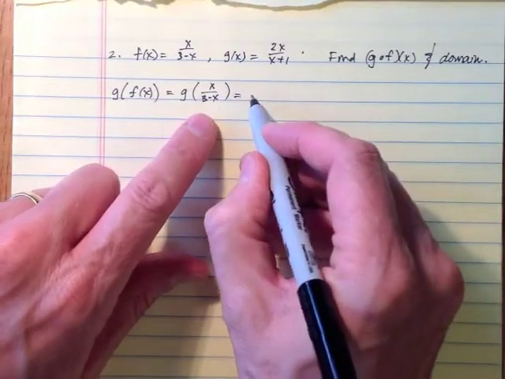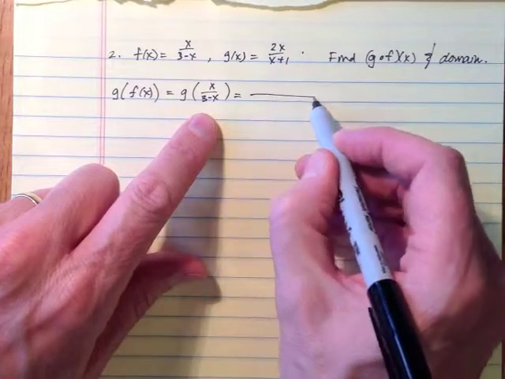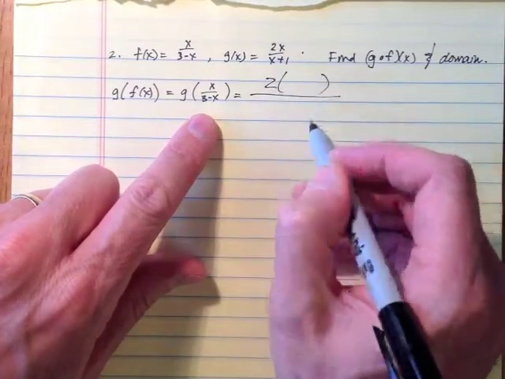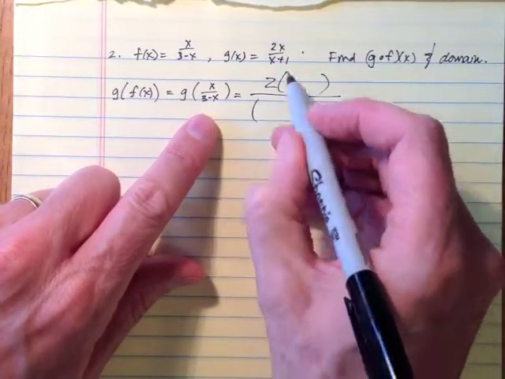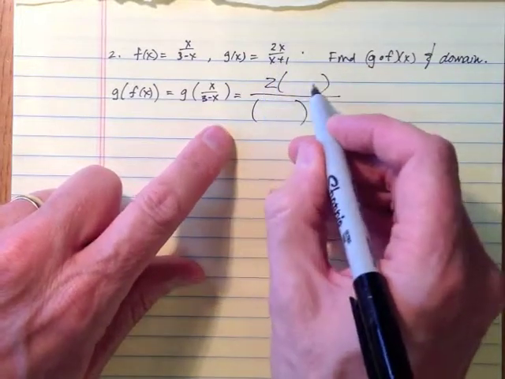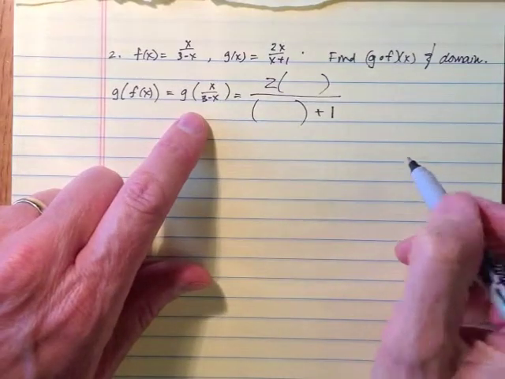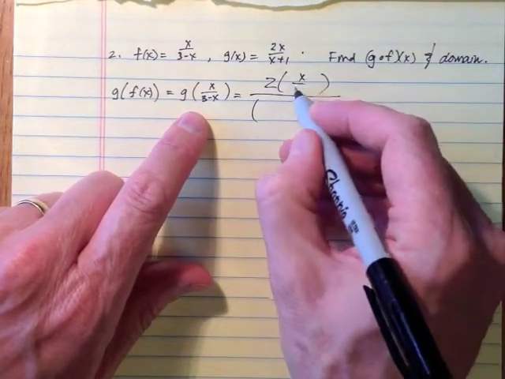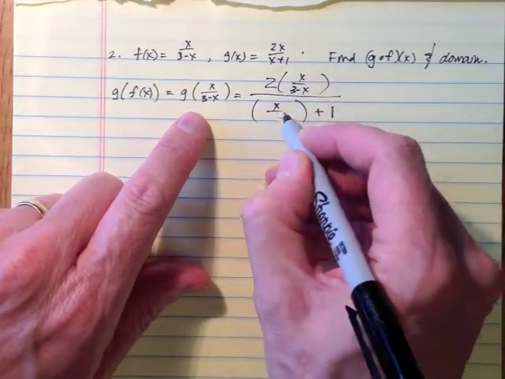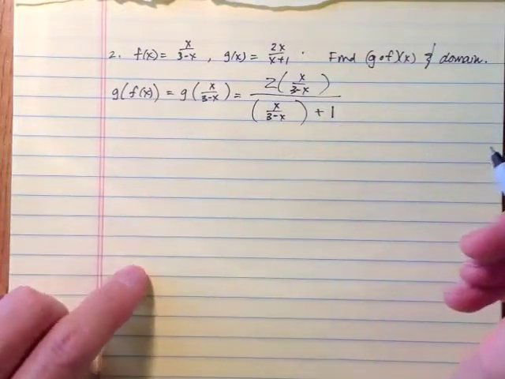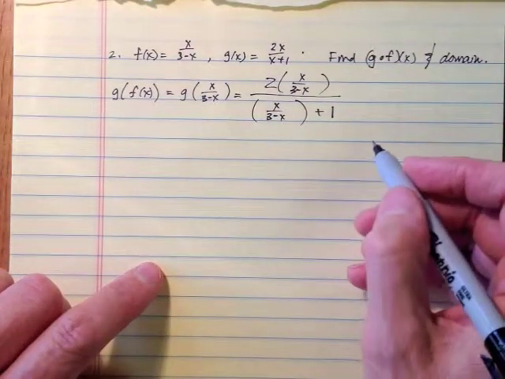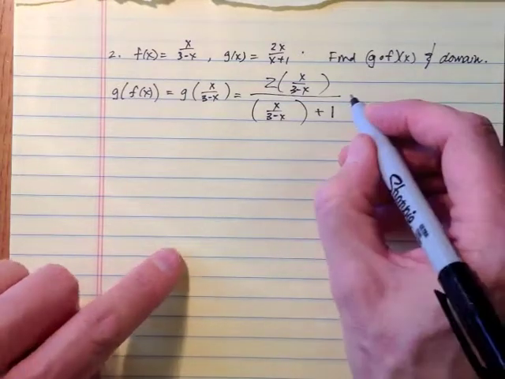So I'm going to try to write g. Instead of with x's, I'll just write it with big open parentheses to include something that will go in. So g is 2x over x plus 1. So 2, set of parentheses, plus 1. That's g. And inside these, I put the x over 3 minus x. There's g. And I'd like to simplify it while I'm right here.